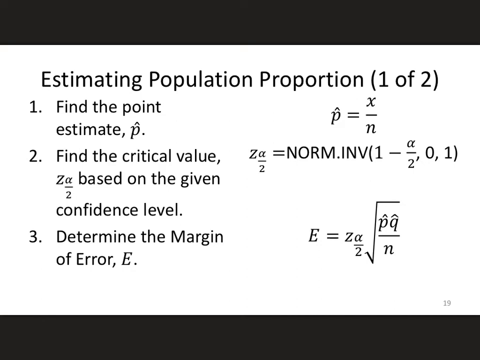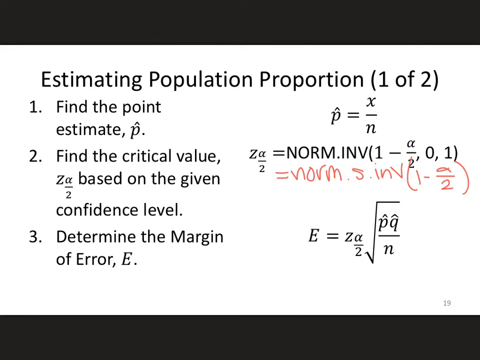The steps to estimating a population proportion: the first thing you want to do is find the point estimate, so you have to find your P hat. You're going to find P hat by doing X divided by N. Then you will find the critical value, z sub alpha over 2, based on the given confidence level. That's where you're going to do your norm.inverse. And remember, you can use either norm.inverse and then 1 minus alpha over 2, or norm.s.inverse, and then it would just be 1 minus alpha over 2.